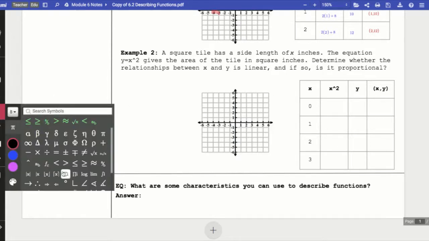So let's go ahead and do some math. So 0 squared. Well, 0 squared is 0 times 0. 0 times 0 is 0. So my first point is just going to be the point 0, 0. So when x equals 0, guess what? y equals 0.